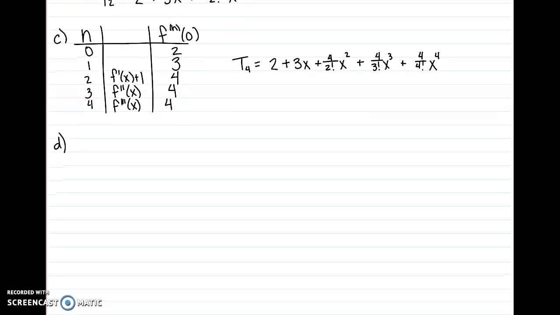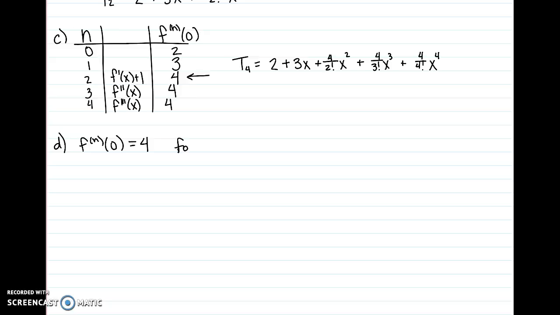So part D says find the nth derivative evaluated at 0 for all n's greater than or equal to 2. But we already said once we get past 2, each and every derivative is going to be 4. Because each and every derivative is going to be equal to the derivative before it, which is 4. So this is for all n greater than or equal to 2. Then they say use the Taylor series for f about 0 and the Taylor series for e to the x to figure out what f of x minus 4e to the x equals.